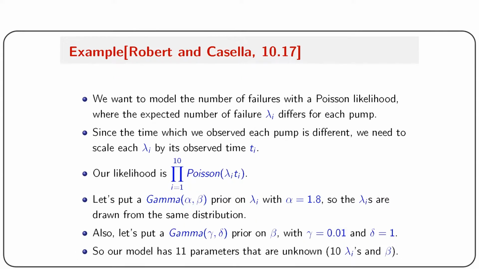We want to model the number of failures with a Poisson likelihood where the expected number of failures lambda_i differs for each pump. Since the time for which we observe each pump is different, we need to scale each lambda_i by its observed time t_i. Our likelihood is then the product over i equals 1 to 10 of Poisson(lambda_i t_i). Let's put a gamma(alpha, beta) prior on lambda_i with alpha equals 1.8, so the lambda_i's are drawn from the same distribution. Also, let's put a gamma(gamma, delta) prior on beta with gamma equals 0.01 and delta equals 1. So our model has 11 unknown parameters, 10 lambda_i's and 1 beta.